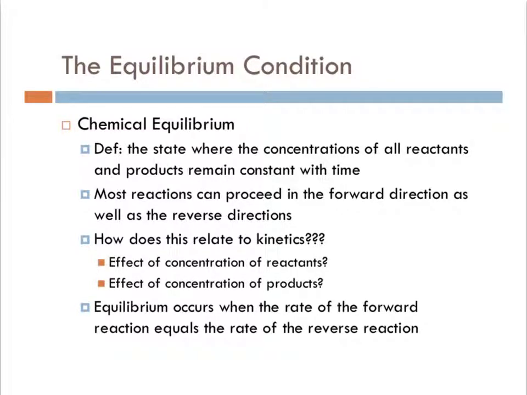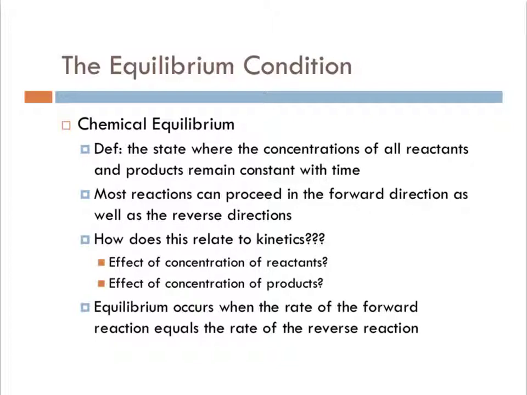Alright, so now we're going to move on to the next chapter, which is equilibrium. So what is chemical equilibrium? Well, it is the state where the concentrations of all reactants and products remain the same over time. Now that doesn't mean that the concentration of the products is equal to the concentration of the reactants. It just means that they remain the same.